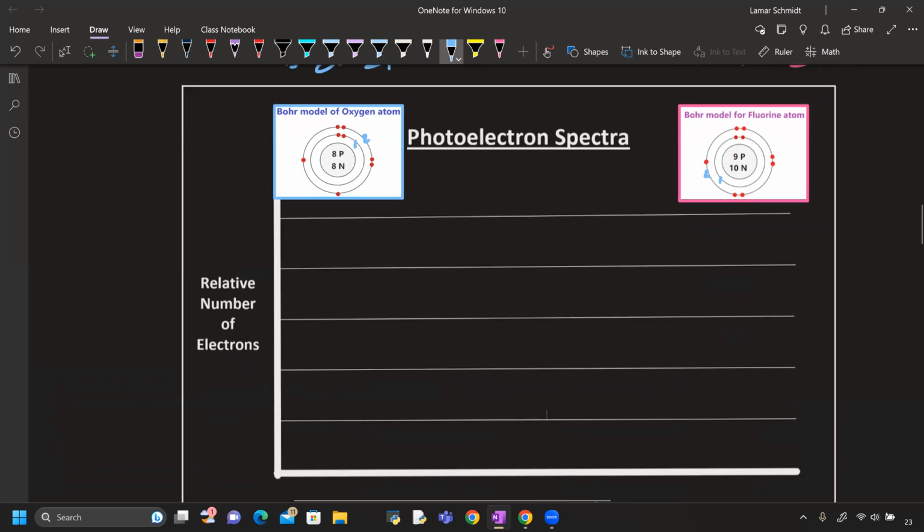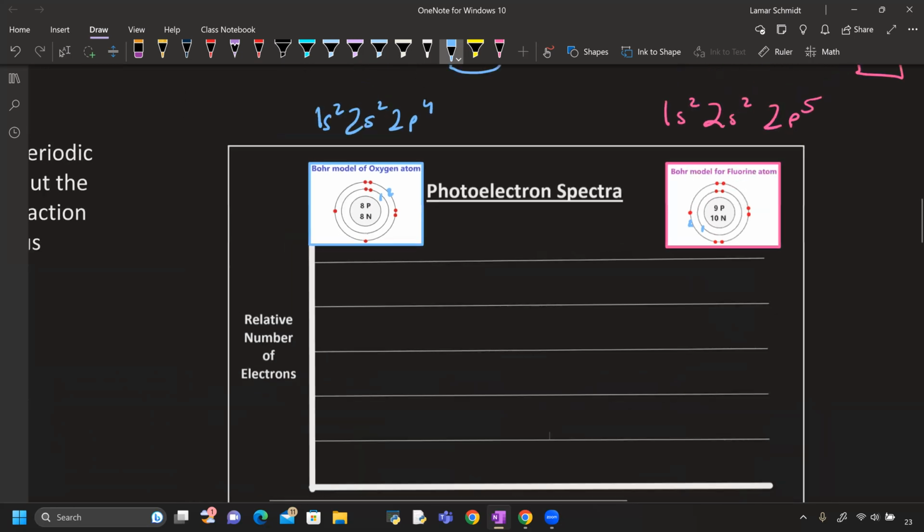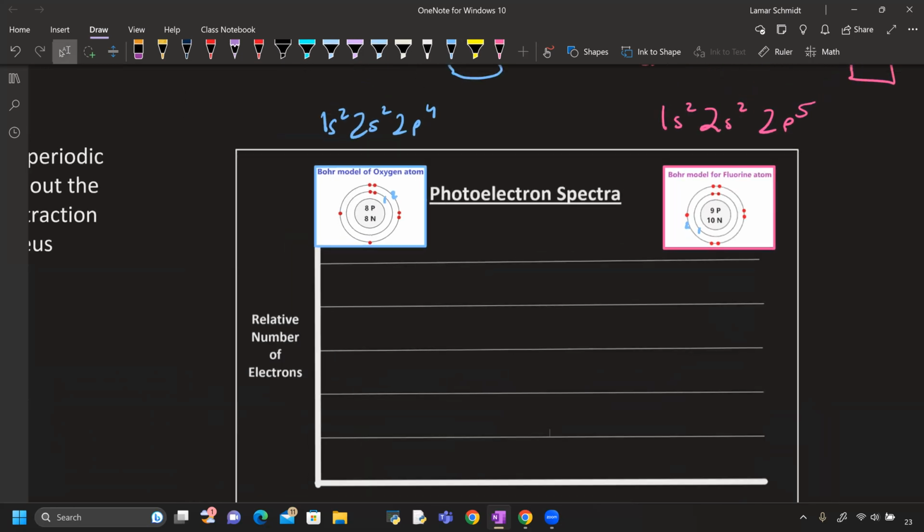If we're drawing the photoelectron spectrum for oxygen, I want to make sure I show that electron configuration there. We're going to show our 1s peak, and we'll show it to be this high. Let's move that over a little bit, here. So this is our 1s peak. How many electrons is that representing? If you know that's the 1s peak, you should know that's 2 electrons.